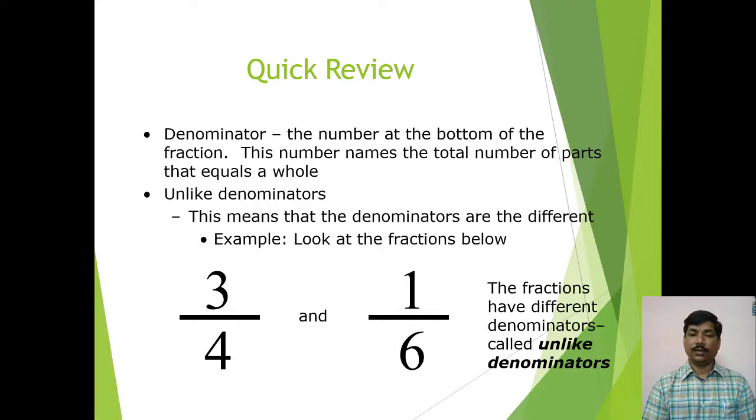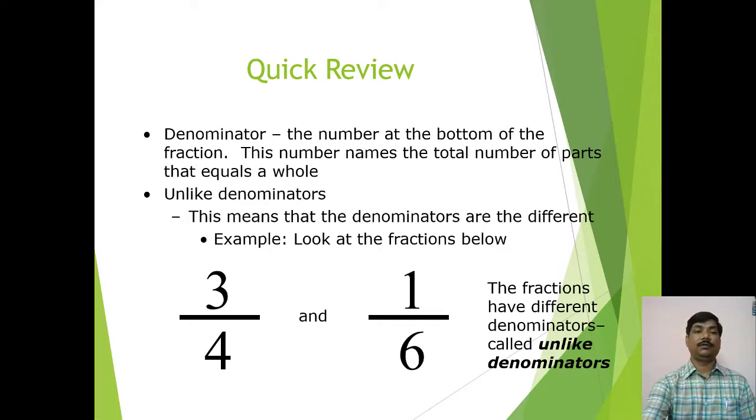For example, look at the fractions below, 3 upon 4 and 1 upon 6. We are seeing here that in these fractions the denominators are 4 and 6. They are unlike, they are different. So these fractions have different denominators. These are called unlike denominators, or we can say that these fractions are unlike fractions.